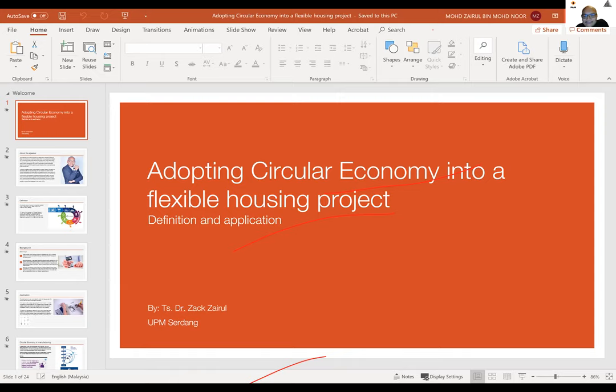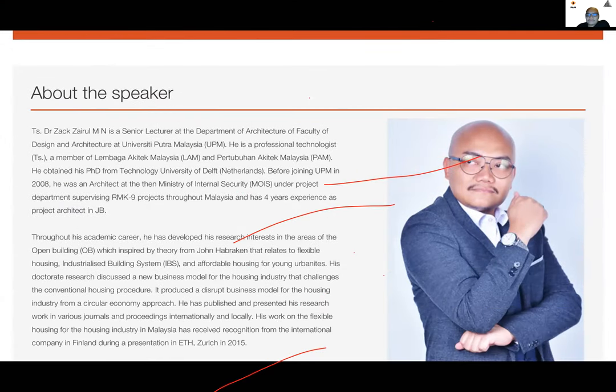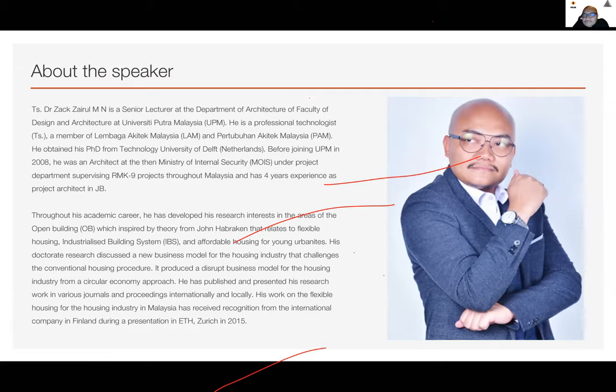Okay, let me just, because I need to minimize the screen. Pardon me with that. Okay, let's just run through this. Guma already introduced me just now. Okay, let me just share my experience in this architecture.